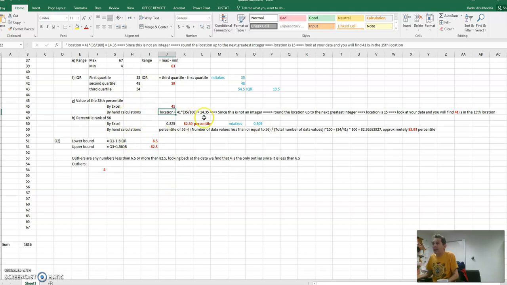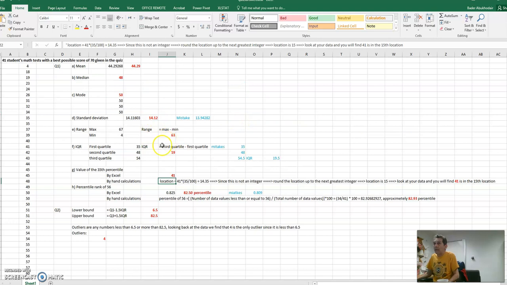Now some people, I noticed, did it by hand, and if you do it by hand using the formula, you are finding the location. The location is 14.35, and the book says if the location is a decimal, then you round it up. So you round it up, not round off, you round it up.